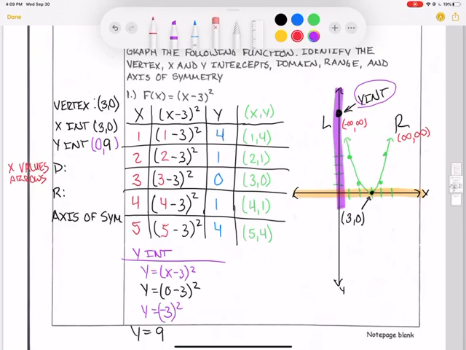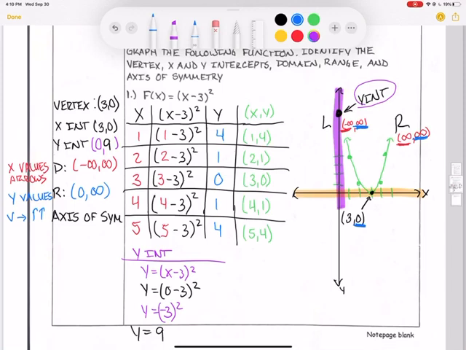So for our domain, we care about the x values, which is negative infinity, positive infinity. So from the smallest to the largest is how we write that, negative infinity to positive infinity. The range cares about the y values from the vertex to the arrows. So my y value on the vertex is 0, and on the arrows it's infinity. So my range goes from the smallest to the largest, so from 0 to positive infinity.